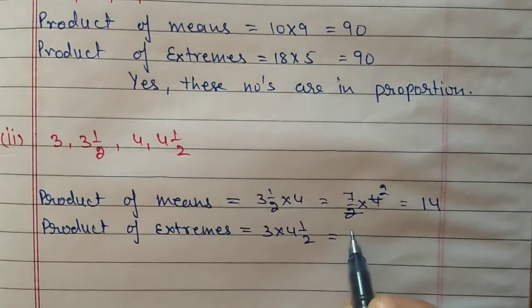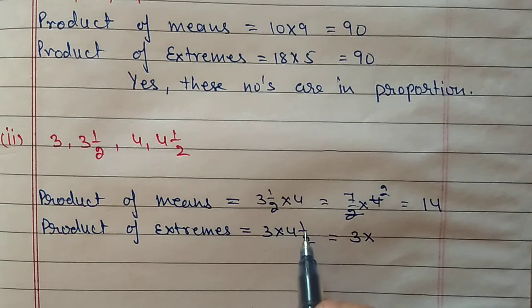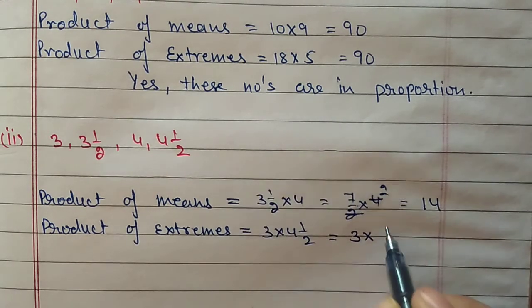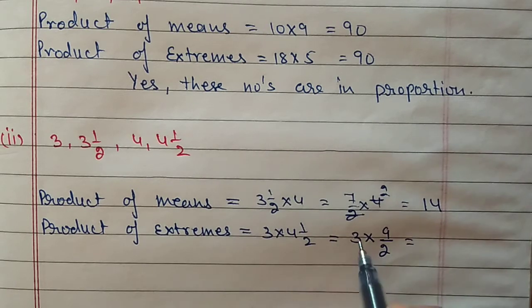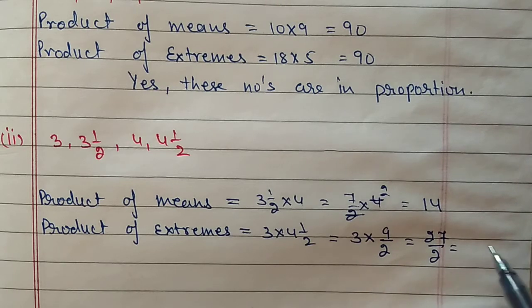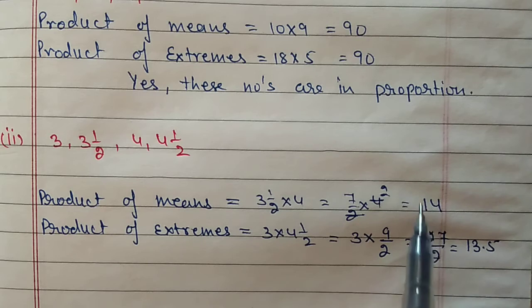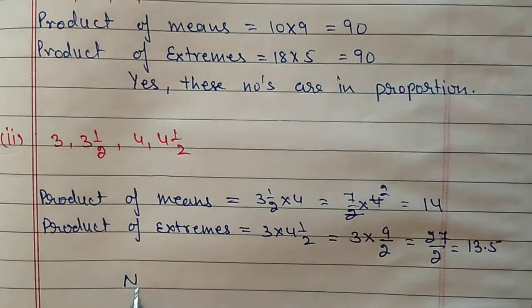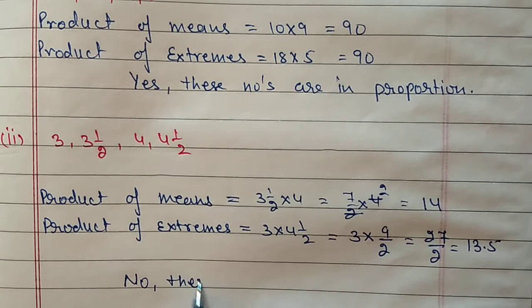Here also same thing we have to do. Change this mixed fraction into improper fraction. 4 twos are 8 and plus 1, 9 by 2. So here 9 threes are 27 by 2, which when you change into decimal, you will get 13.5. So here you can see both the numbers are different. So no, these numbers are not in proportion.